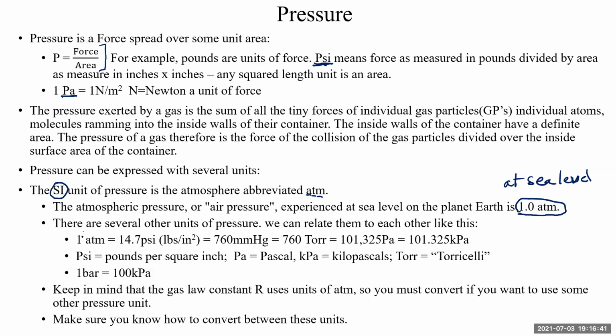So here are the conversion factors between the different units. 1 atmosphere is equivalent to 14.7 pounds per square inch. But there are some other units, namely 760 millimeters of mercury. Now, millimeters of mercury is a unit, but it's actually a unit of height, or length.